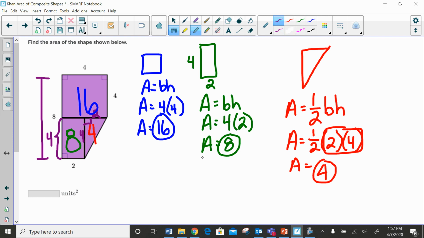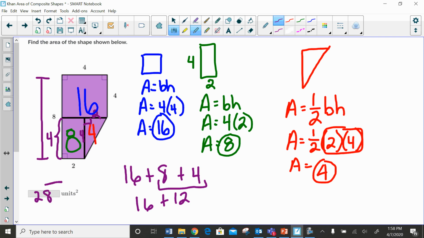And that means we come down here and we take 16 plus 8 plus 4. Let's see, I'm going to go 8 plus 4. I do not have my handy-dandy calculator in front of me. And now I've got 16 plus 12. And what is your answer, my friends? If you said 28 units squared, you are absolutely correct.